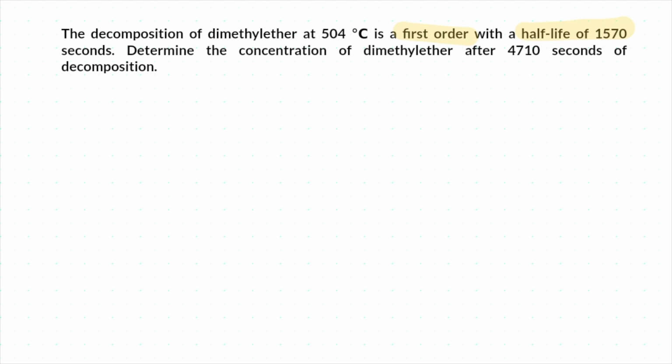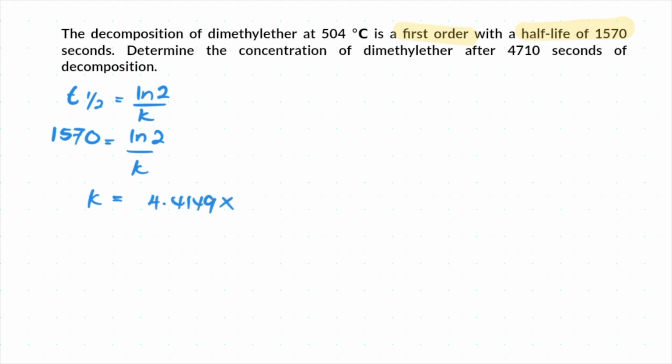For a first order reaction, the half-life is equivalent to ln 2 divided by K. So the half-life is 1570, so ln 2 over K. Therefore, you will get K equivalent to 4.4149 times 10 to the power of negative 4.